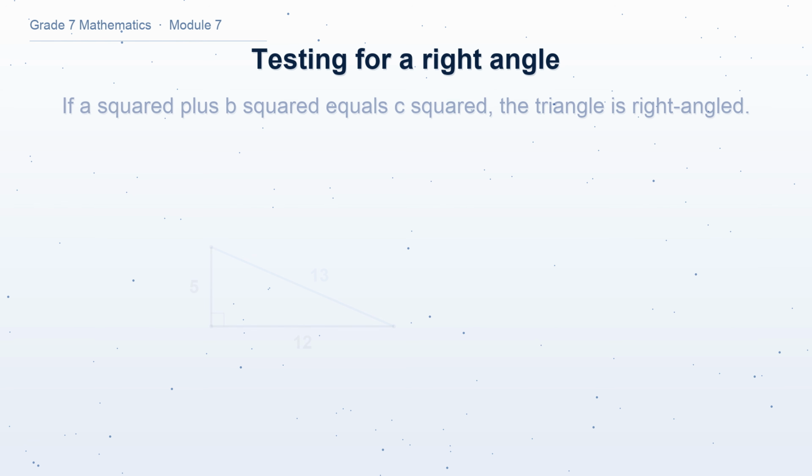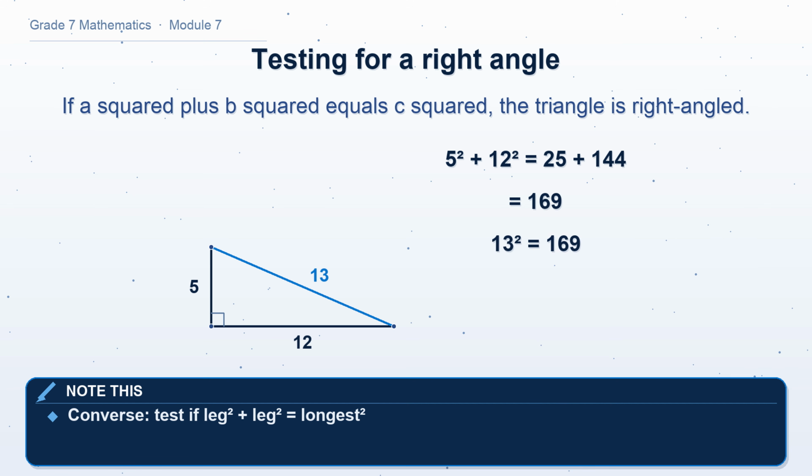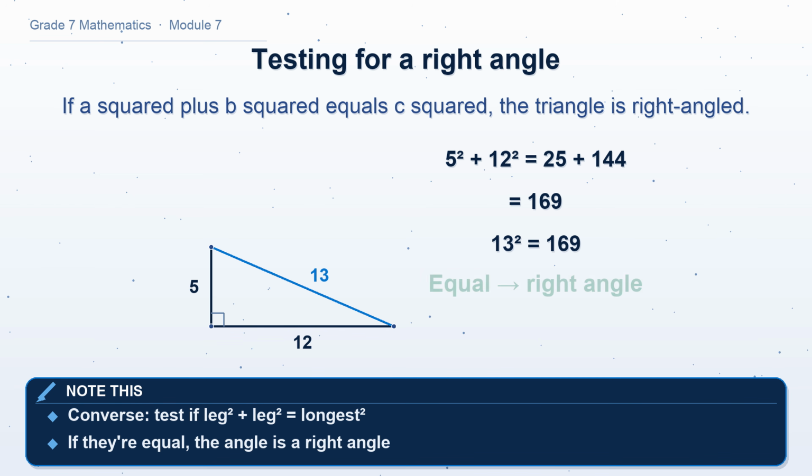Pythagoras also works in reverse, and this is useful for builders. Take a triangle with sides 5, 12, and 13. We test the two shorter sides. 5 squared plus 12 squared is 25 plus 144, which gives 169. Now the longest side, 13 squared, is also 169. Because the two results are equal, the triangle must contain a right angle. This is how a carpenter checks that a corner is truly square.